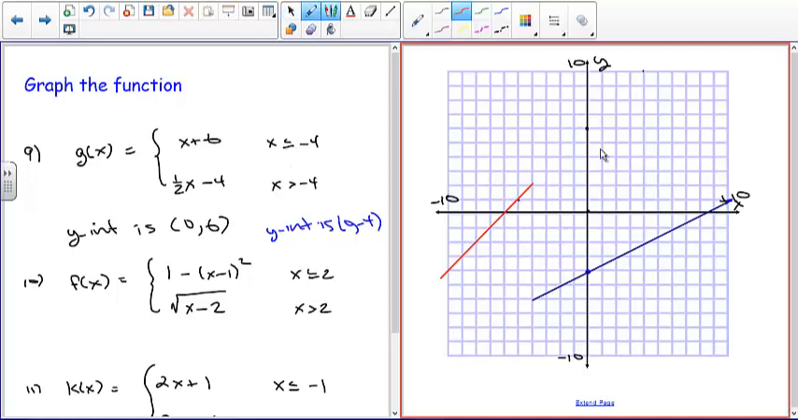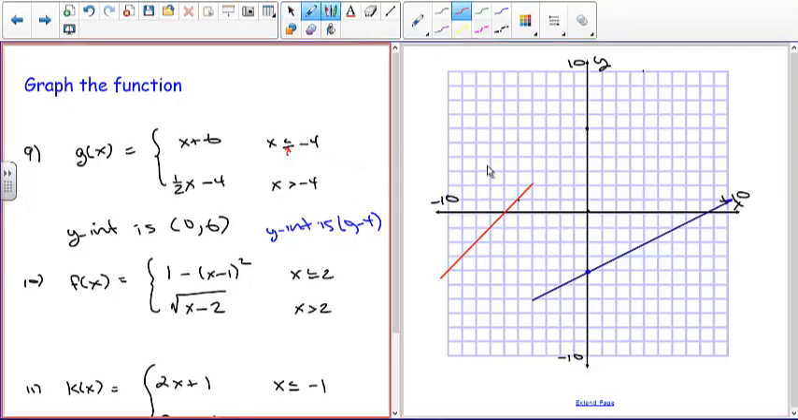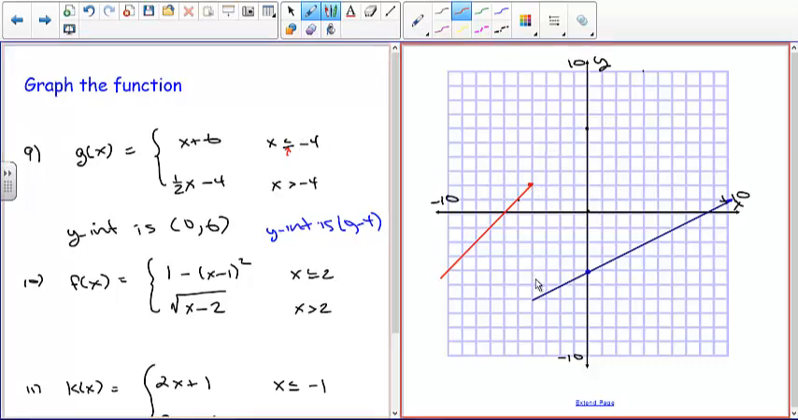The other key thing you got to do is reflect the equality. So what you would do is put a little red dot right there, and a little hollow dot here. What that indicates is that the function at x equals negative 4 is equal to the red dot, but not equal to the white dot. And then when you come over here, it starts on this curve.